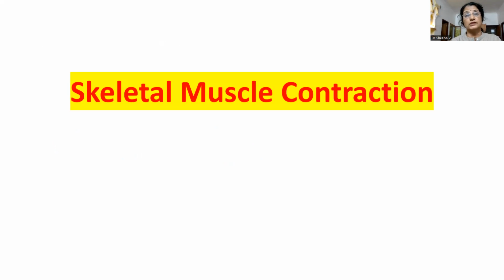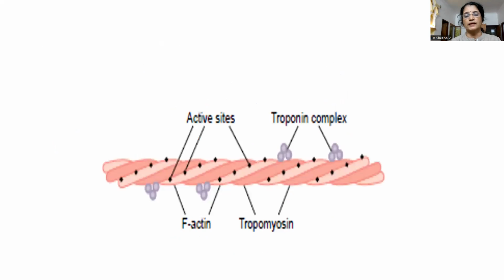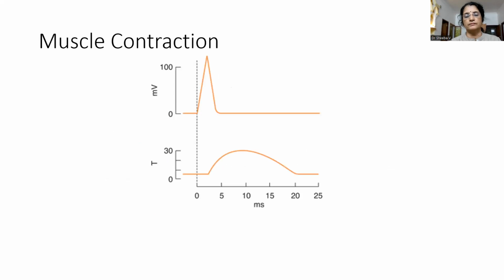Then, neuromuscular transmission is very, very important for skeletal muscle contraction. Next, we can see skeletal muscle contraction. The contraction of skeletal muscle is by excitation contraction coupling.